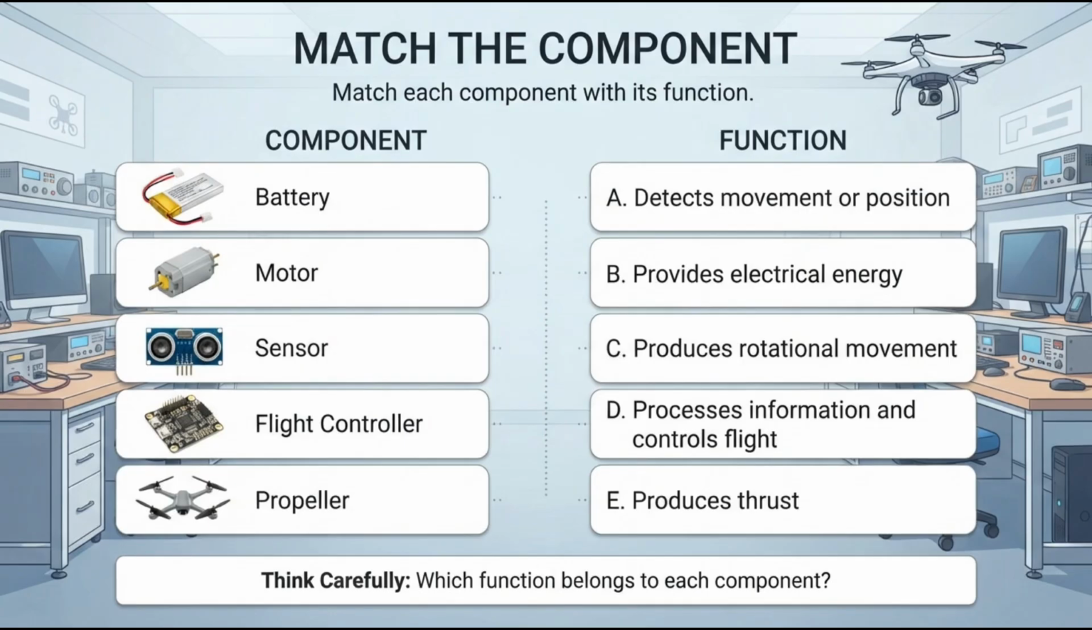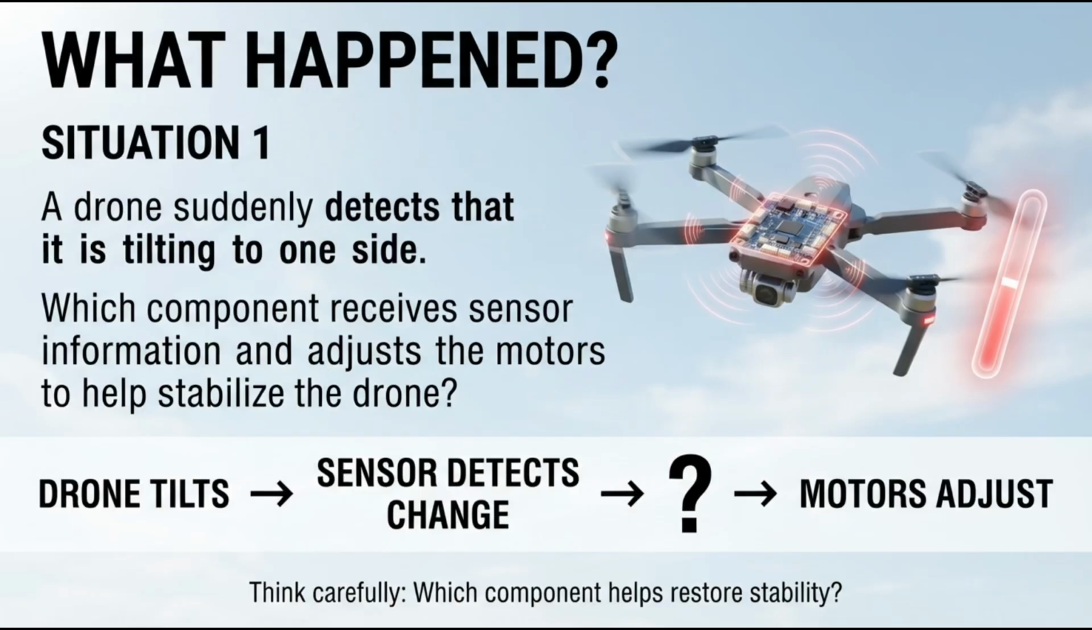1B, 2C, 3A, 4D, 5E. How many did you get correct? What happened? Situation 1. A drone suddenly detects that it is tilting to one side. Which component receives sensor information and adjusts the motors to help stabilize the drone? The answer is flight controller.